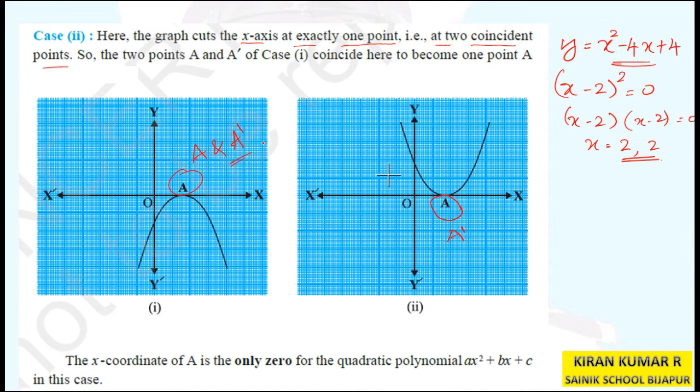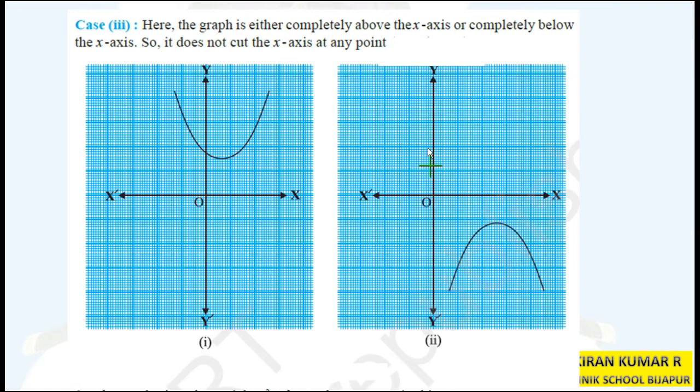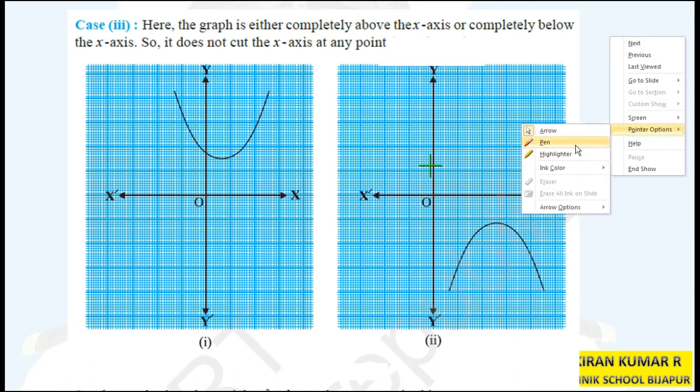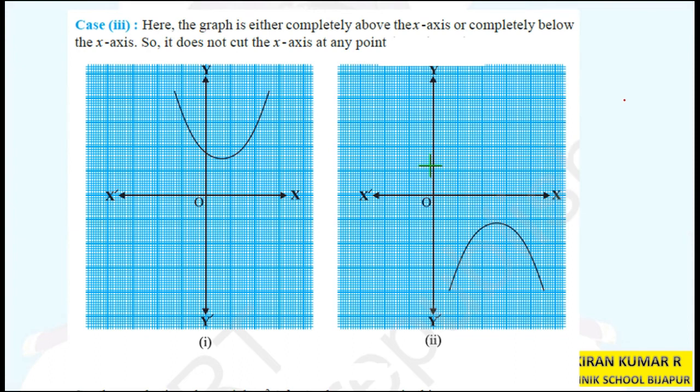Therefore, the x coordinate of A is the only zero of the quadratic polynomial ax square plus bx plus c in this case. Look at the third case. Here we have parabolas. Do we have a point of intersection of the curve with the x-axis? Do we have it? No, we don't.